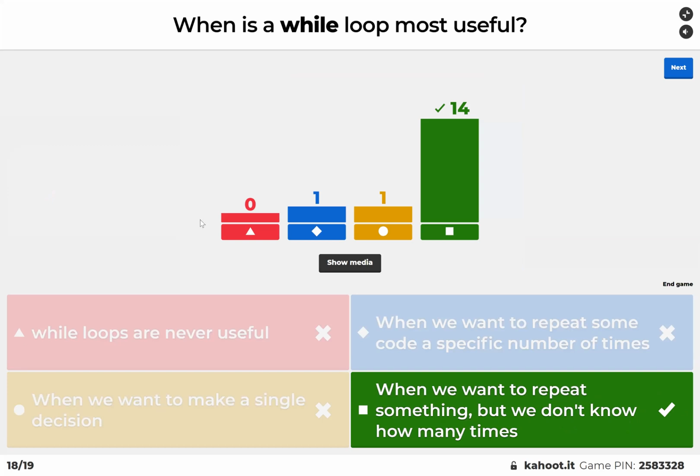Well done. What do I want to use when I want to repeat some code a specific number of times? For. I'd use a for loop for that. And then what do I use when I want to make one decision? If. That's going to be an if statement. So for a while loop, that's when we want to have something happen over and over again, but we don't know how many times that's going to be. We just know we want it to repeat until some condition is met.